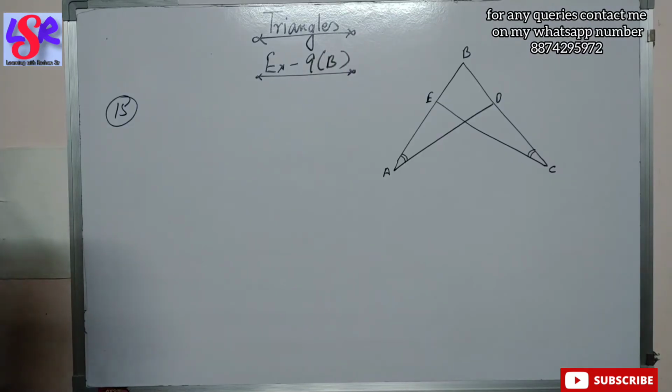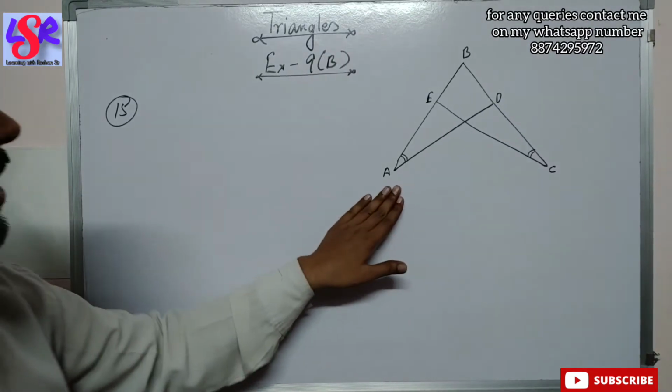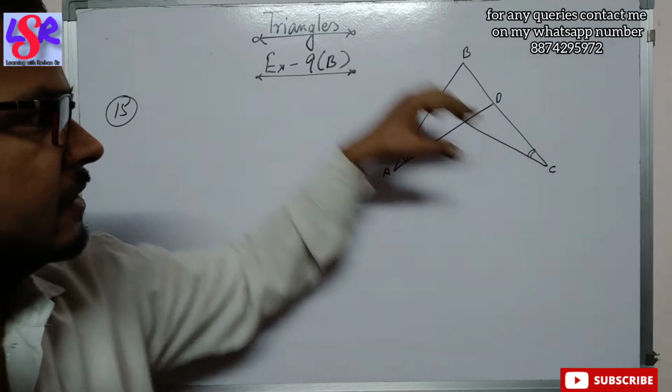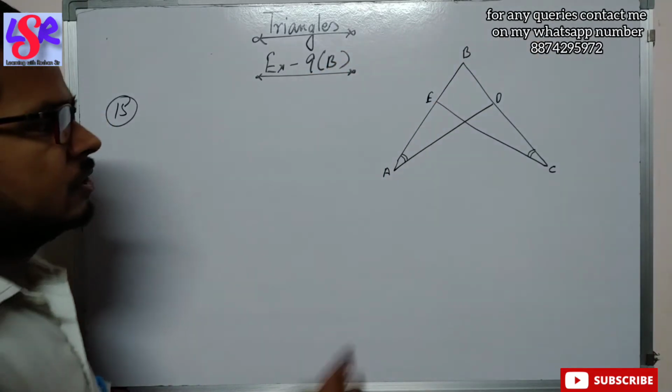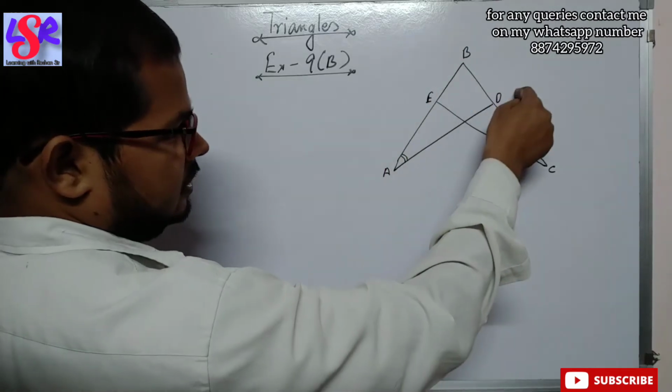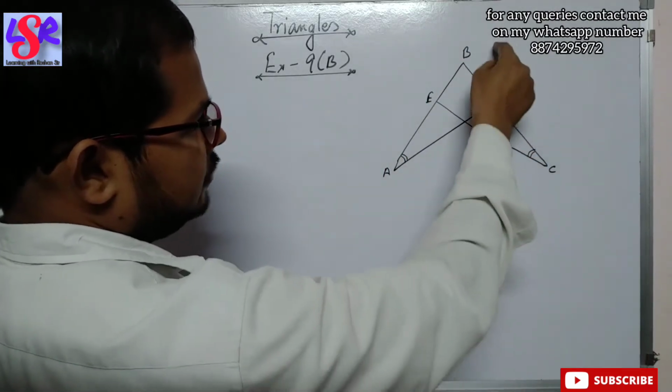Now here in question 15 we have this figure in which angle A equals angle C and the side AB equals BC. Now we have to prove that triangle ABD is congruent to triangle CBE.